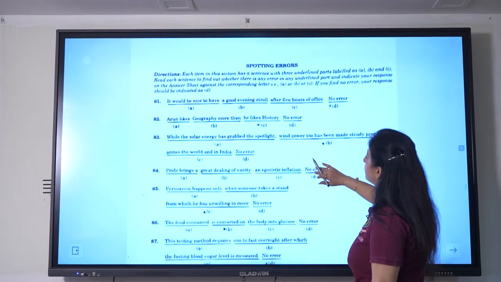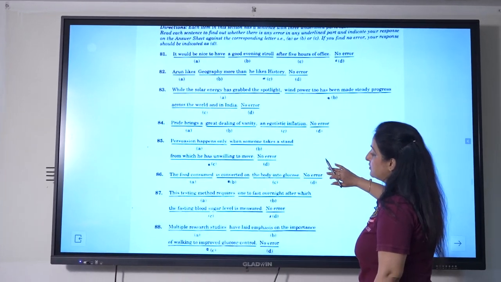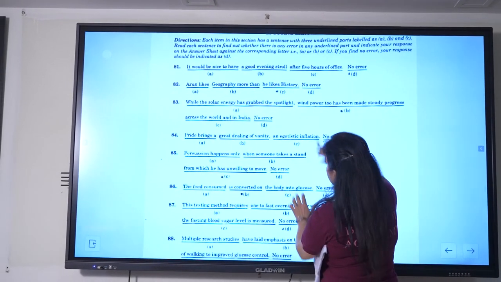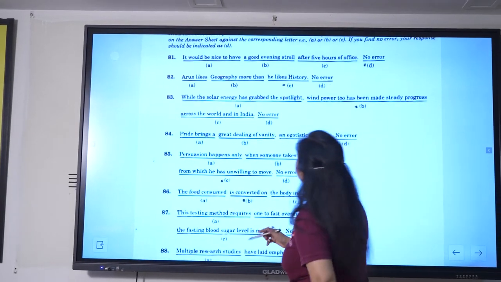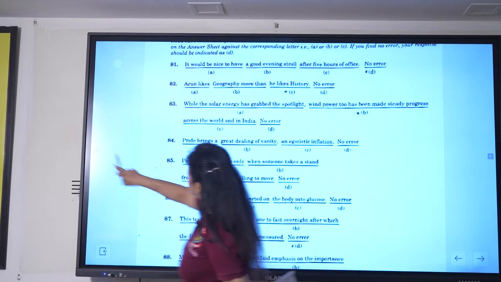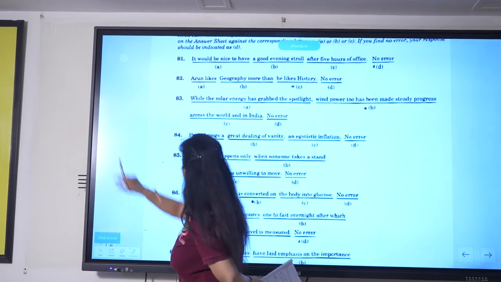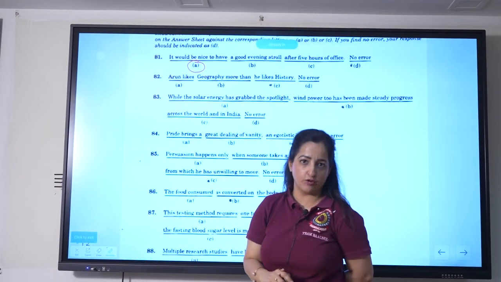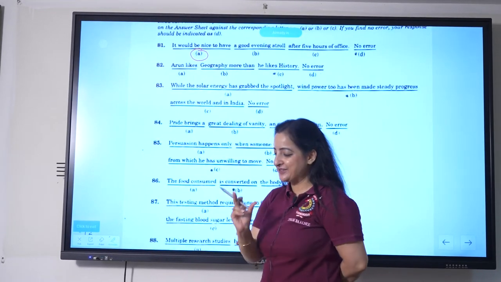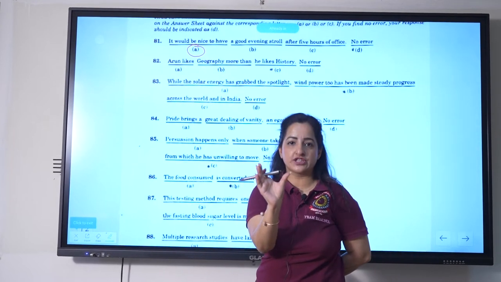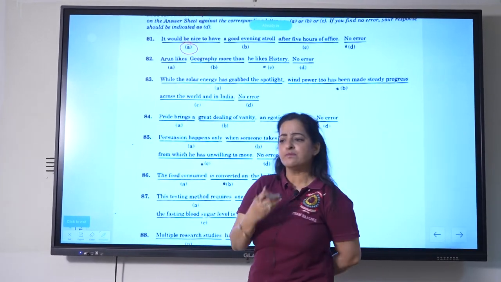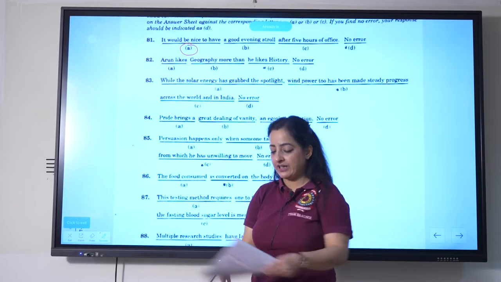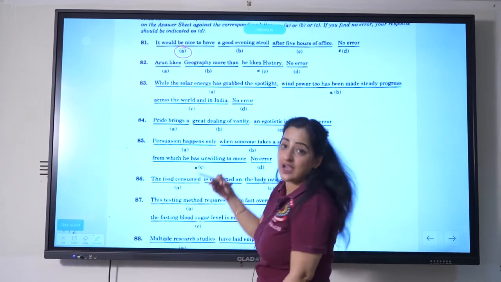Next one, spotting the errors. 10 questions, question 81 to 90. So 5 we can take on the screen. Okay. Question 81. It would be nice to have a good evening stroll. Here, the correct answer is alpha part has an error because you do not have a stroll. You take a stroll. Right? So it's like a word association. It's a collocation. So stroll, by the way, kya hota hai? Leisure walk, aram aram se, maze maze se chalna. So you take a stroll, you don't have a stroll. You can have water, right? So you don't have a stroll.